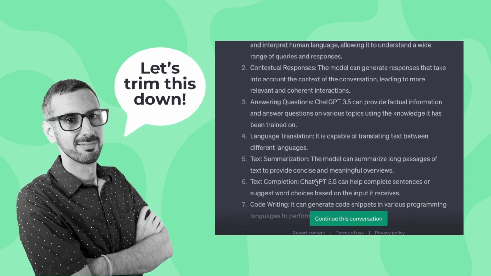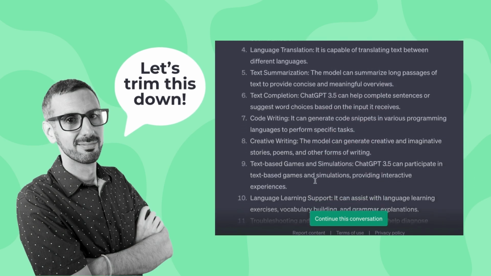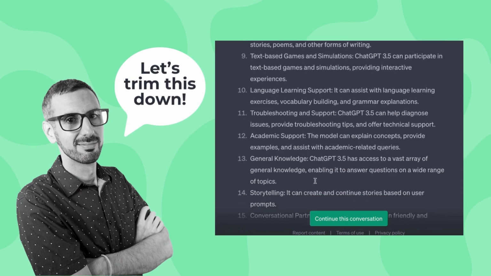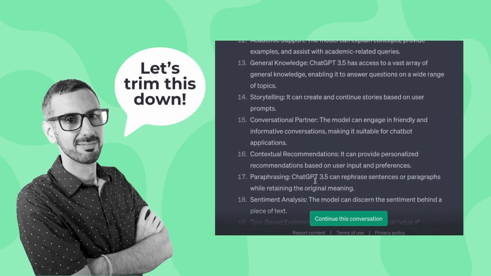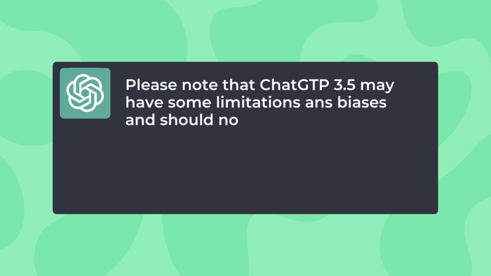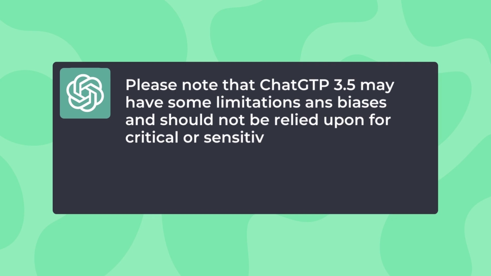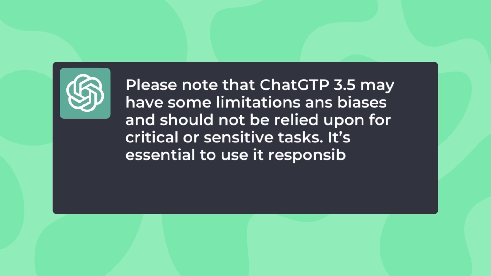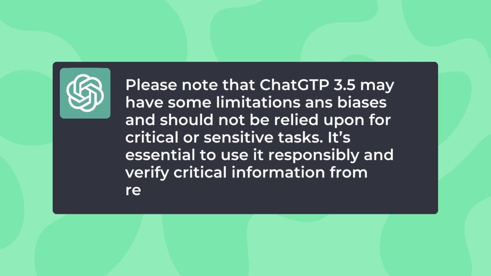So certainly, here are some of the capabilities and features of ChatGPT 3.5. Natural language understanding, contextual responses, answering questions, language translation, etc. It gave me a list of 20 bullet points. Then at the end of its answer, it says, please note that ChatGPT 3.5 may have some limitations and biases and should not be relied upon for critical or sensitive tasks. It's essential to use it responsibly and verify critical information from reliable sources. So I like that we have this warning message at the end of the answer, kind of giving us a taste of ChatGPT's limitations as well.